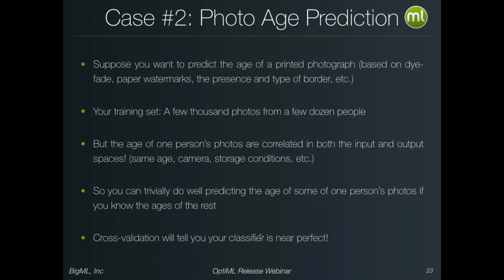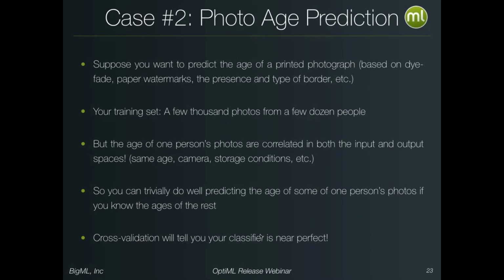And then again, cross-validation: if you're just holding out random photos from each person, now you've got an example from every person in your data set. And so cross-validation is going to tell you again that you have a very, very good classifier. And the problem here is that you do have a good classifier for predicting essentially which user those photos came from. What you don't have a good classifier for is predicting the ages of the photos of a novel person, of a new user, of a new batch of photos that comes in.